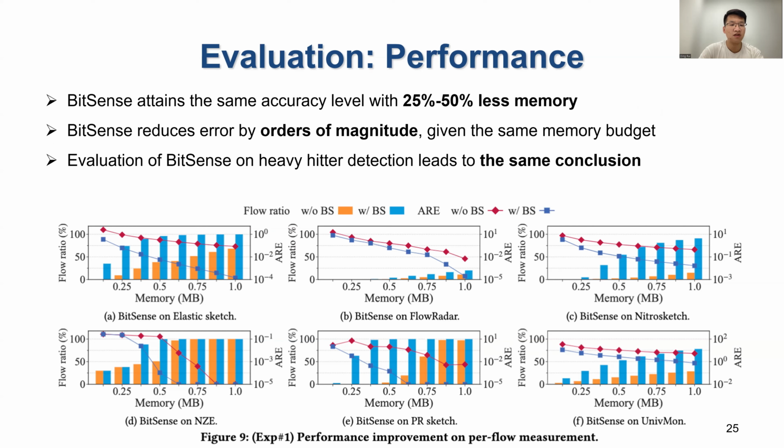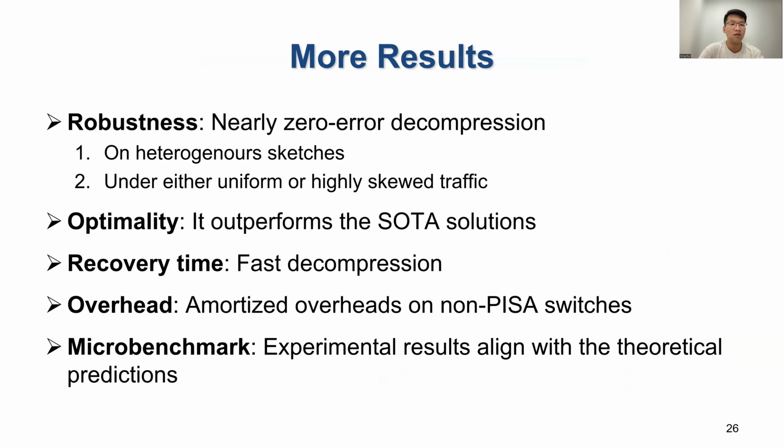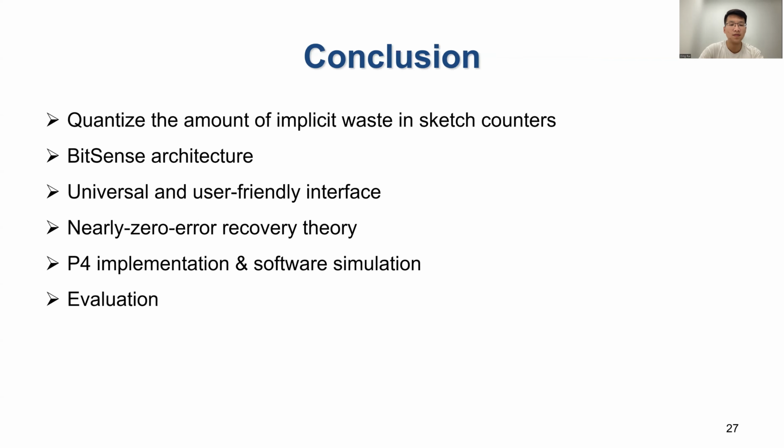Besides, evaluation of BitSense on other measurement tasks demonstrates the same conclusion. More results can be found in the paper. For example, it includes the robustness result of BitSense when integrating with heterogeneous sketches and mirroring differently skewed traffic. It also includes the optimality result, showing that BitSense outperforms the SOTA solutions.